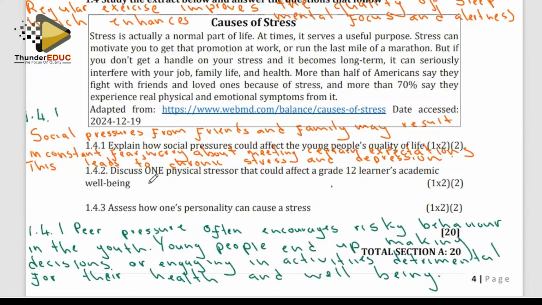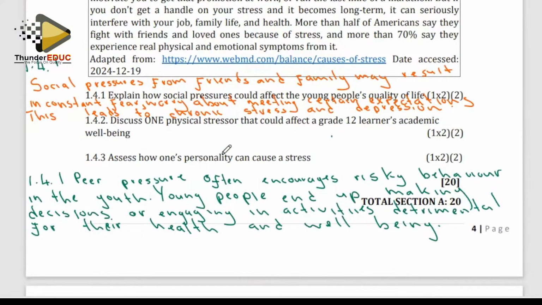Then 1.4.2 reads: discuss one physical stressor that could affect a grade 12's academic well-being. So we want to look at a physical stressor. By the way, when we handle such questions, we need to highlight the key term there. The question is emphasizing that it needs a physical stressor. We know that there are different types of stressors, but the question is specific in this scenario that it requires a physical stressor. So there are various physical stressors which we can discuss.